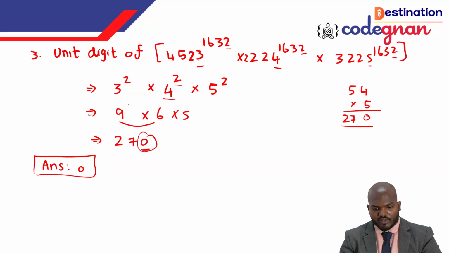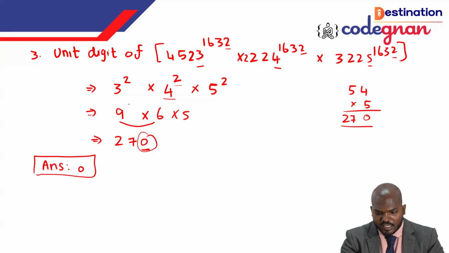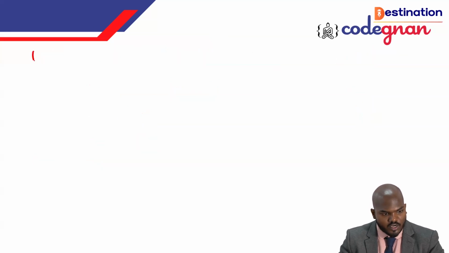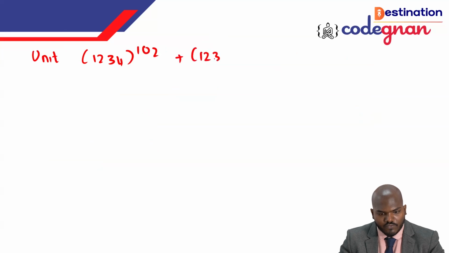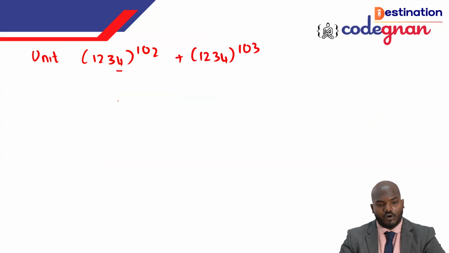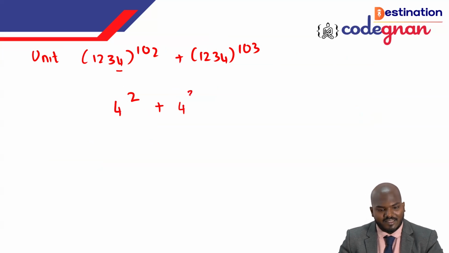Next I'll go with a different question, so that you understand in a very clear way. Now instead of the product, I'll make it a sum. That will help you understand. Unit digit with respect to the value 1, 2, 3, 4 power of 102 plus 1, 2, 3, 4 power of 103. The point is that we can take the same value, that is 4 power 2, and again 4 power 3 here. That's it, I'm not going to do anything else here.